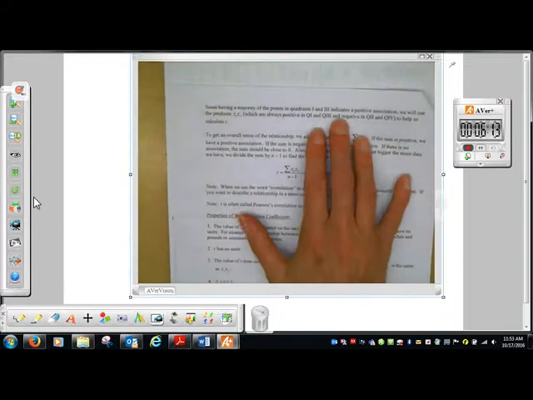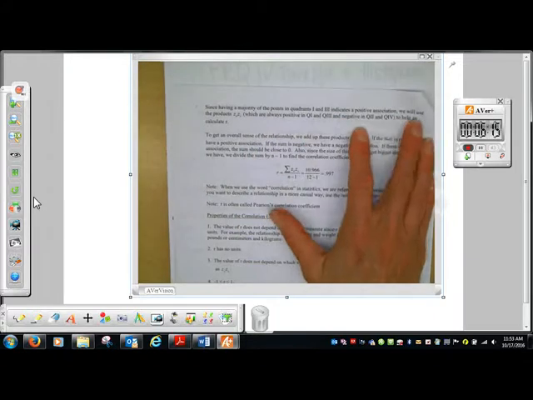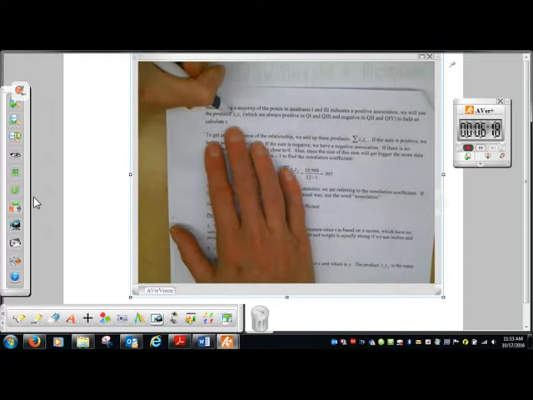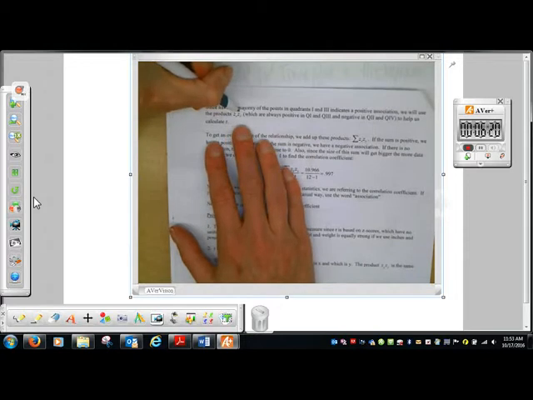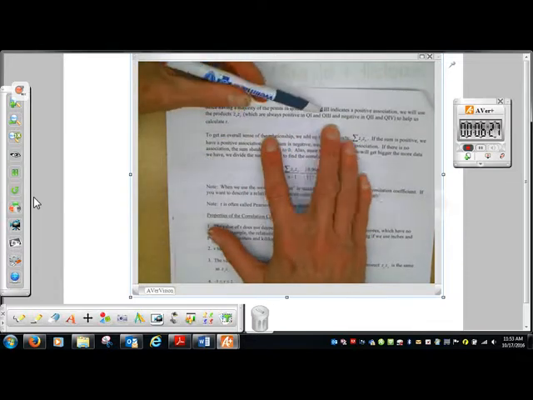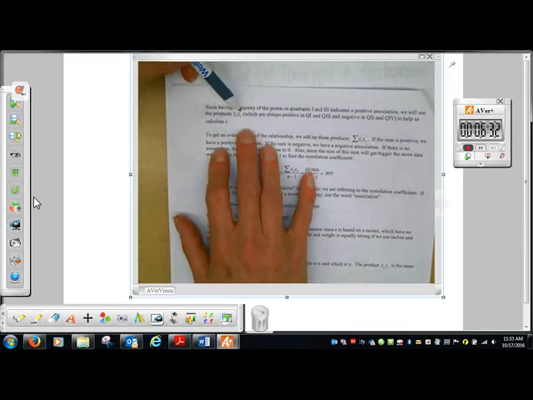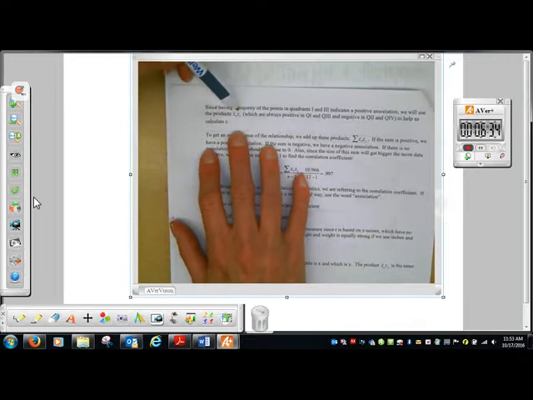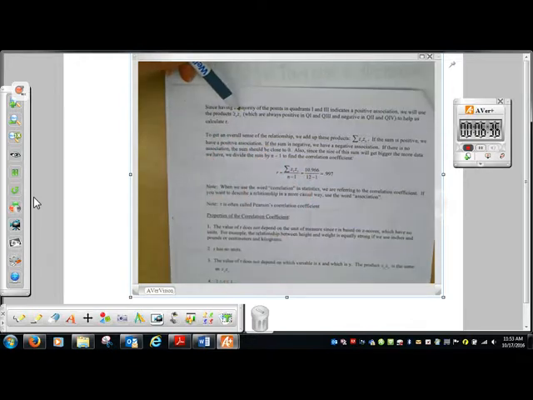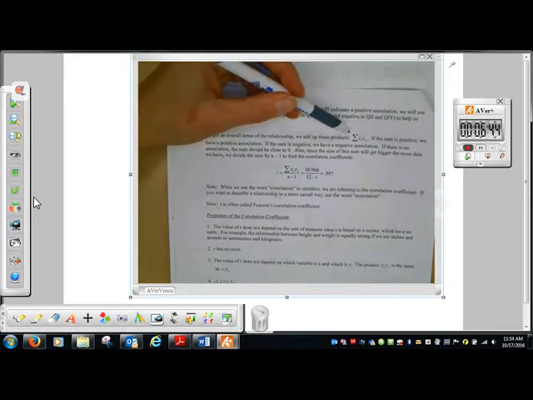So what we look at, since having a majority of the points in quadrants 1 and 3 indicates a positive association, we will use the products, the z-score of the x times the z-score of the y. So now we're just taking every x and every y value and multiplying them together. They were always in quadrants 1 and 3, so they're both either positive, positive, or negative, negative. So you're going to multiply every pair of z-scores, x and y, the ordered pairs, and then you're going to add them all up, okay?